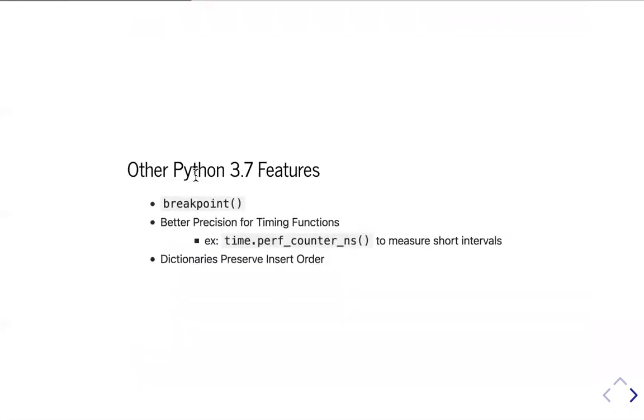And then there's so many other features. There's breakpoint, which allows you to debug on the spot. There's better precision for timing functions. Perf counter nanosecond is one example. And then there's dictionaries, which now preserve the insert order, whereas before they might not necessarily, because of just the implementation in Python.